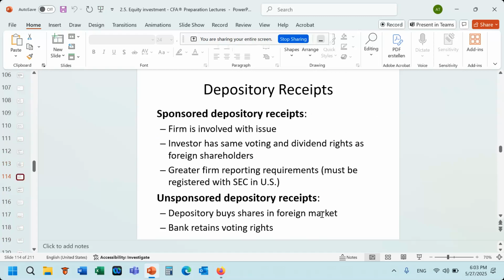Sometimes the companies themselves are involved in depositing their shares in a bank and offering them in a foreign country, and we call that sponsored depository receipts. And sometimes the company is not involved at all. Some intermediary, some investor buys their shares and deposits them in the bank and offers them in a foreign country.